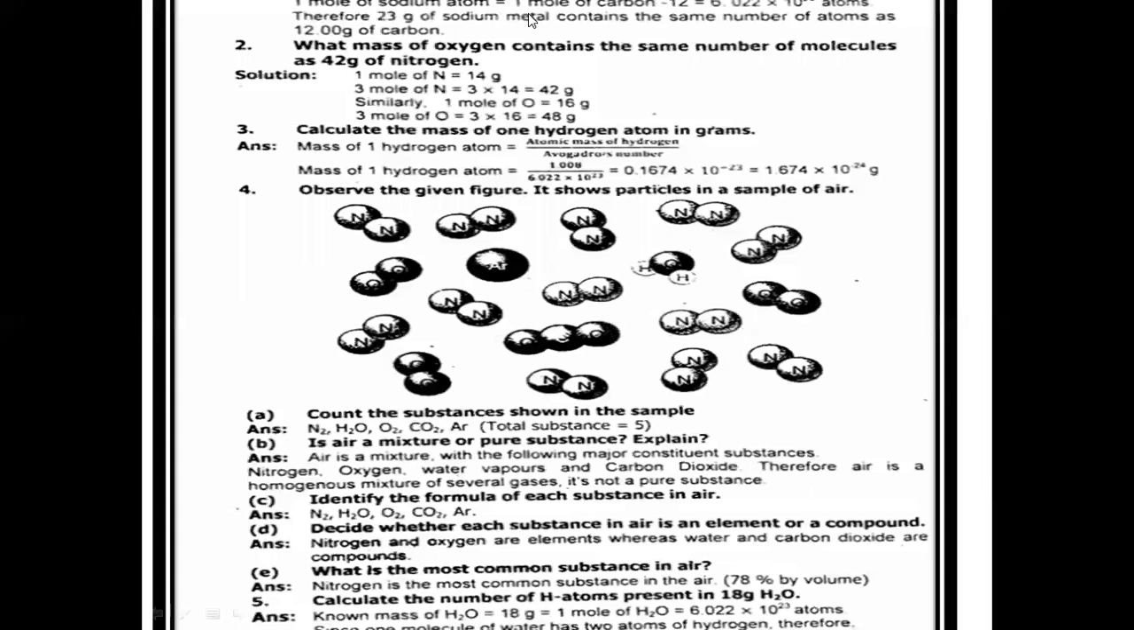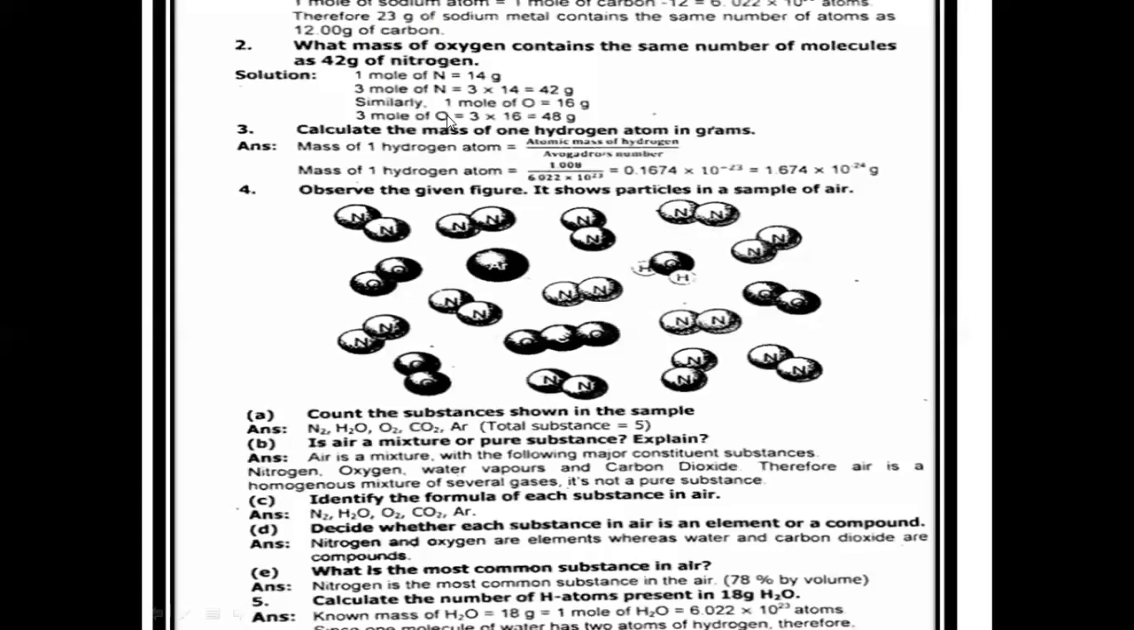I told you 1 mole of other substances always contains Avogadro's number of particles. So 23 grams of sodium will contain the same number of atoms as 12 grams of carbon. Because 1 mole of all substances always contains the same number of particles. They may be atoms, molecules or others.